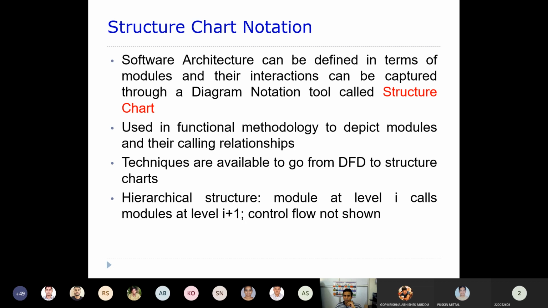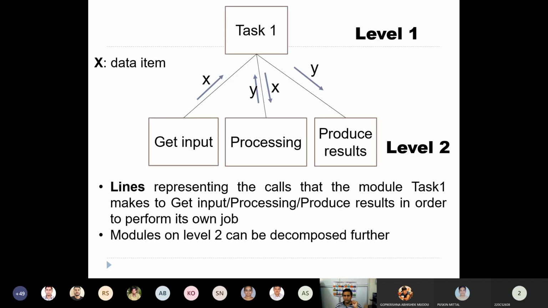So you will have certain modules. Module at level i calls module at level i+1, and control flow is not shown. I'll give you an example here, then you will be able to understand. Let's say you have certain modules, right? One module here is a task, and it follows some sort of hierarchy. So it is a hierarchical structure.